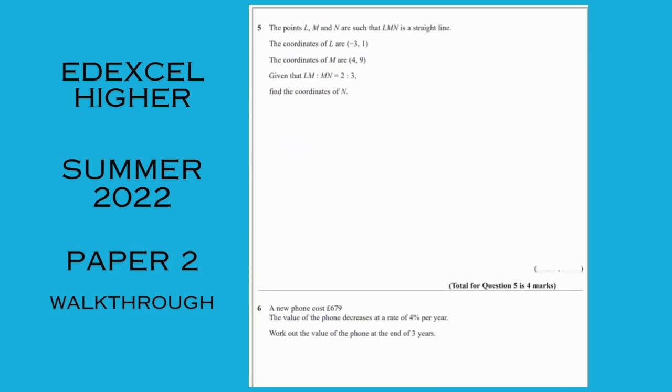On we go. Number 5. They've given you a little bit of a clue here by not putting lines in. They've just given you an open sort of space. So let's look at a little diagram. They can always help. L is at minus 3, 1. M is up here, 4, 9. So let's look at their distance.